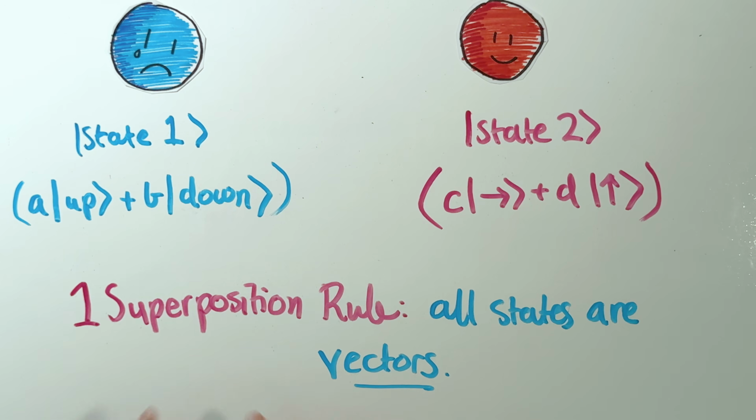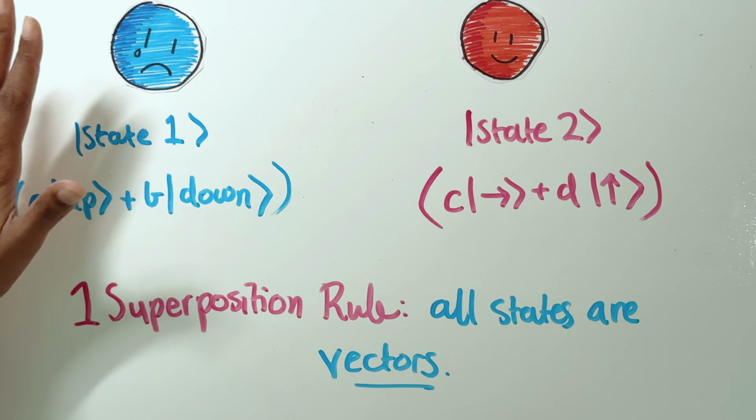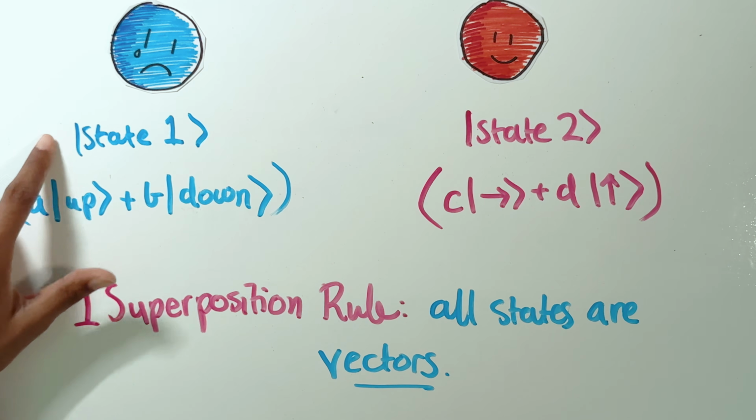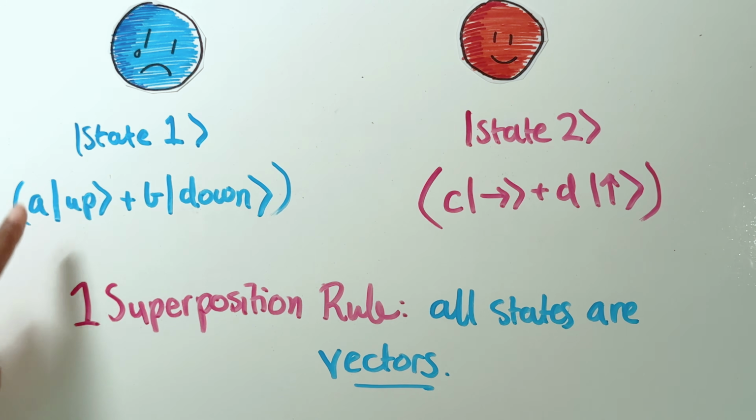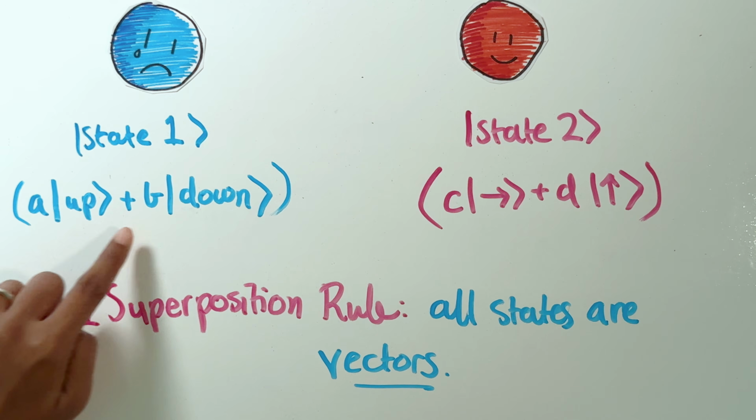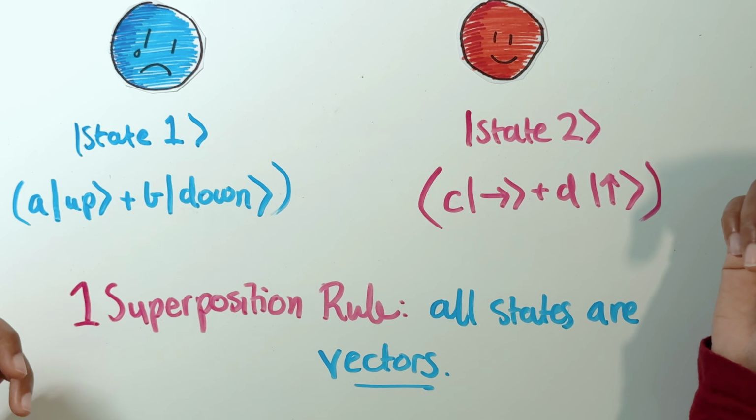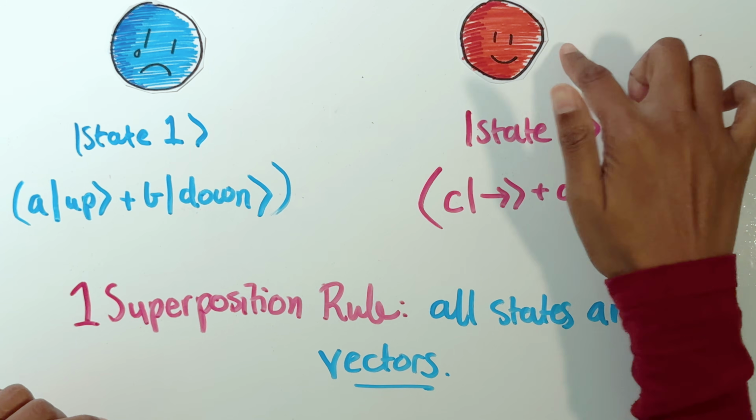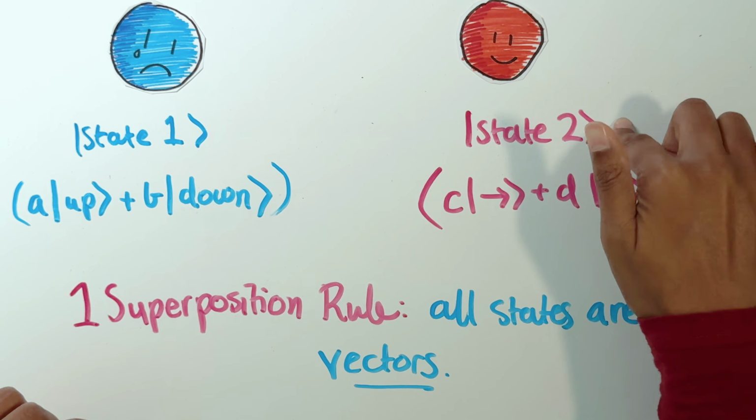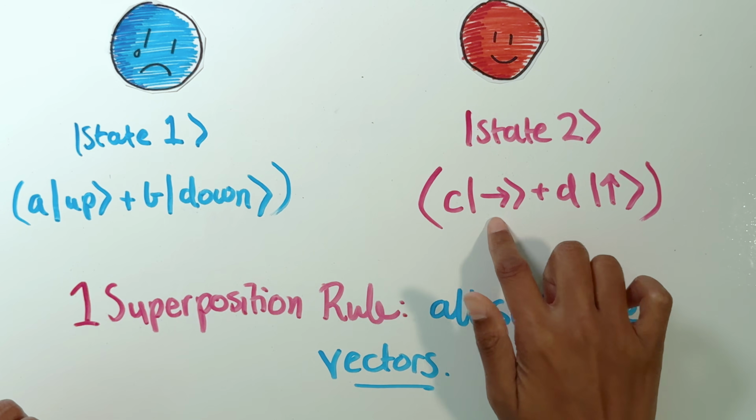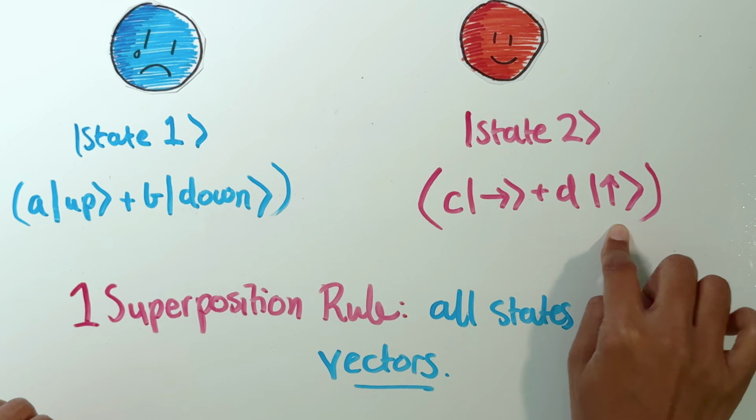Now you might remember that the first rule of quantum mechanics that we met was called the Superposition Rule, and it said that all states are vectors. And we've seen some examples of that. So for example, with electrons and their spin, we can have the state of this electron being A times up plus B times down. And that kind of state is called a vector. We've also seen similar examples for light. So for example, this second particle, its state might be C times horizontal plus D times vertical. And so far this rule has made sense.